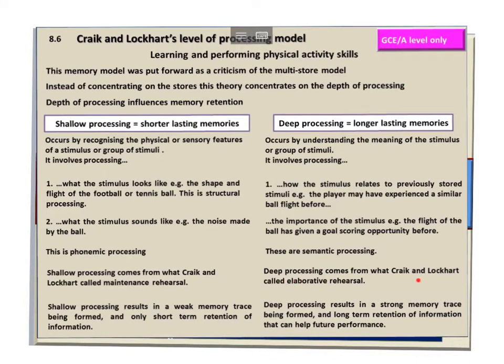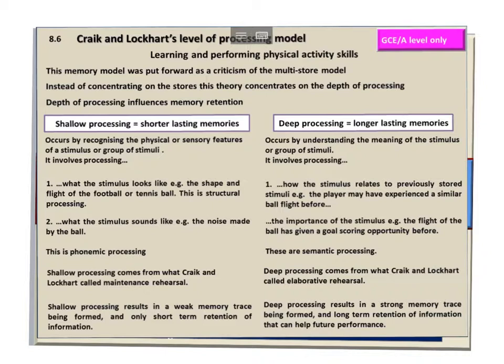The deep processing comes from what Craik and Lockhart called elaborative rehearsal. Okay, and deep processing results in a strong memory trace being formed, and long-term retention of information can help future performance. So whilst you're thinking about the 2 memory models, maybe have a look at how to try and get the deep processing going, giving some meaning.